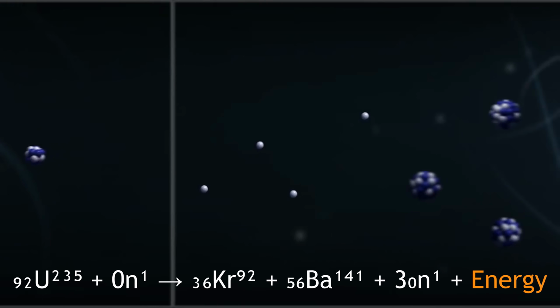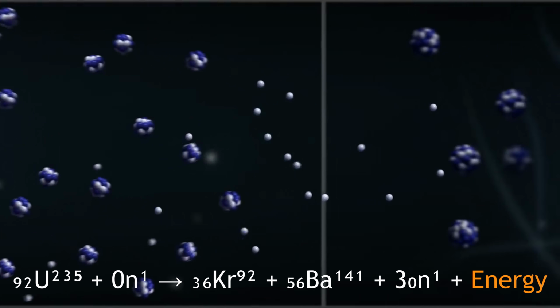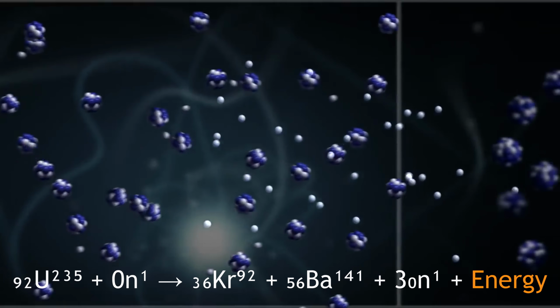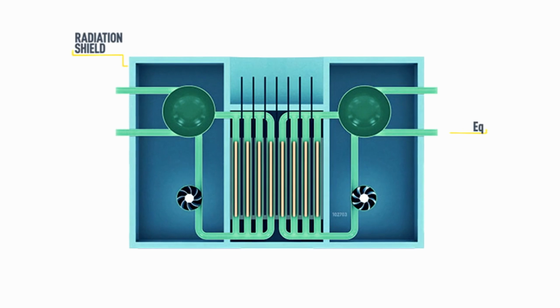When a neutron is added, fission occurs, and the uranium nucleus splits into krypton and barium isotopes, creating heat energy. Stray neutrons are also released, which continue the reaction. This energy heats water, creating steam, which moves a turbine to create power.